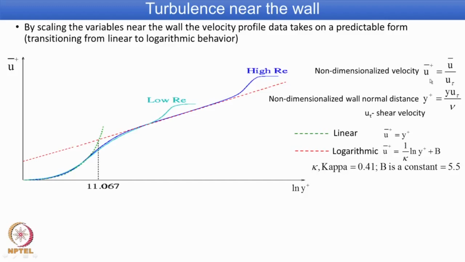Similarly, you can also non-dimensionalize the distance. So, if you non-dimensionalize the distance, it becomes y plus. So, it is a non-dimensionalized wall normal distance. So, actual distance is y, we use u tau as a velocity scale and nu is molecular viscosity. So, if you put them together, you get non-dimensionalized wall normal distance, which is written as y plus.